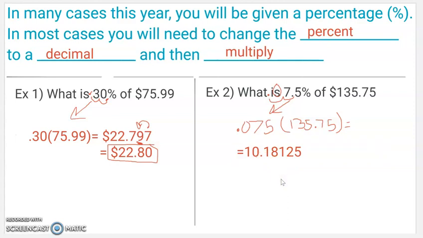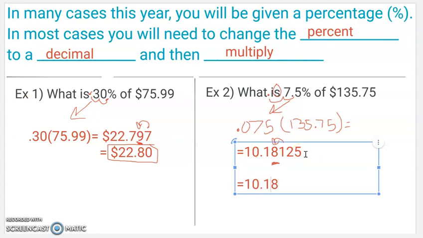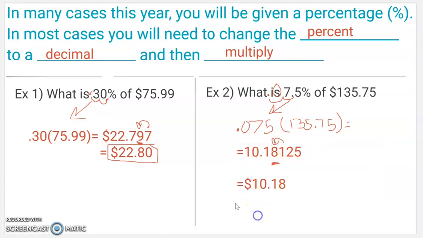So look at my 100th spot. I've got my 8 right there. Is this going to stay an 8? Well, the 1 is less than 5, so that is telling me to stay an 8. So my final answer is going to be 10.18. So if we're talking money here, it's going to be $10.18. All right, so all we did was we took our percentage, we made it a decimal, and then we multiplied to get our final answer there.